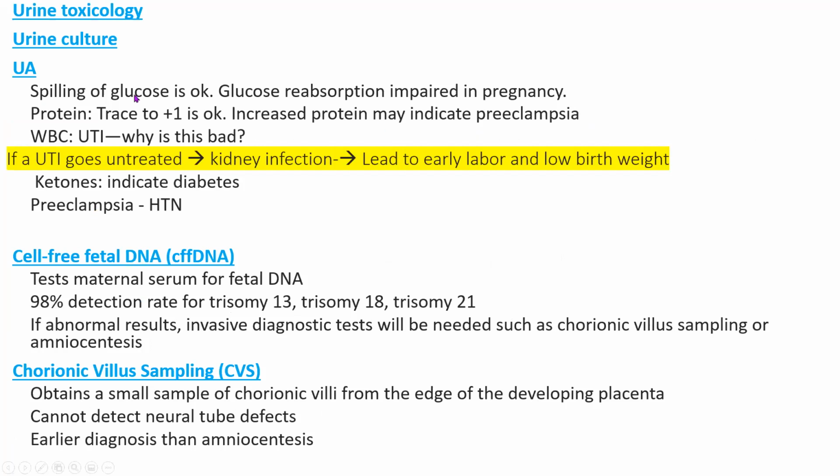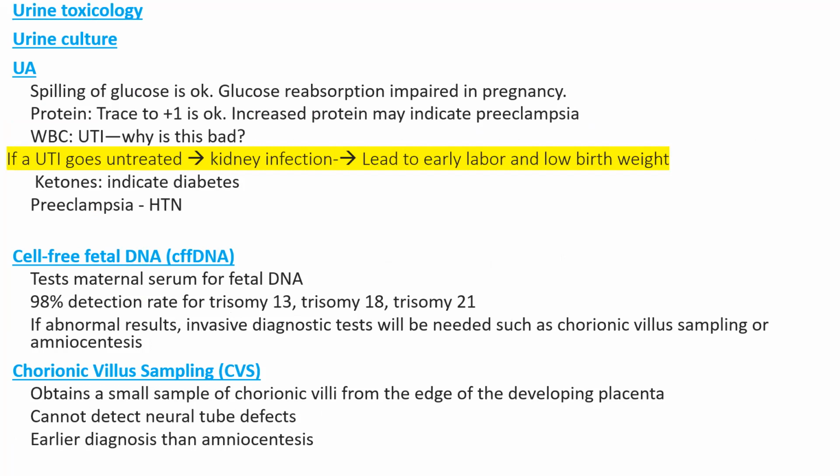Urine toxicology, urine culture, UA. A spilling of glucose is okay. Glucose reabsorption is impaired in pregnancy. Protein in the urine, a trace to 1+ is okay. Increased protein may indicate preeclampsia. If there are any white blood cells in the urine, this is bad.